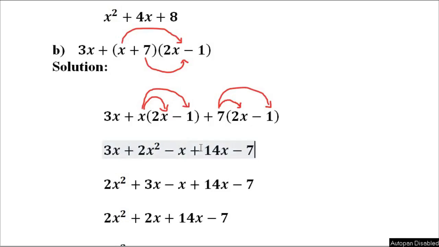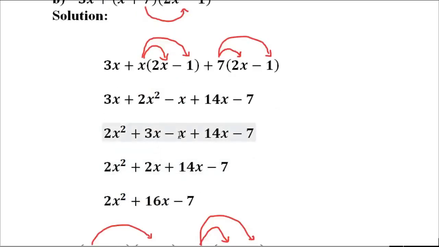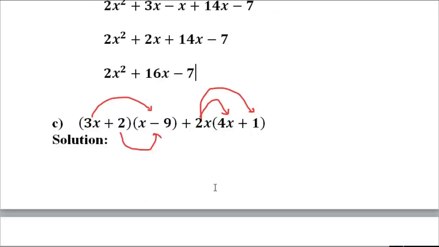To find like terms in this expression, I'm going to arrange the expression by putting all of the like terms right next to each other. We have 2x squared, 3x, negative x, 14x, negative 7. 3x minus x is 2x. 2x plus 14x is 16x. Now 2x squared plus 16x minus 7 is our simplified expression.